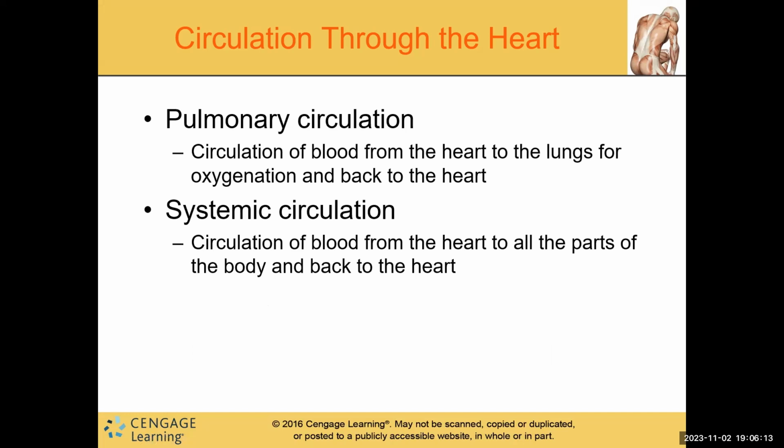Pulmonary circulation. Circulation of blood from the heart to the lungs for oxygenation and back to the heart. So we just talked about that. It leaves the right ventricle, goes through the lungs, gets oxygenated, and now goes back to the heart, to the left atrium. Systemic circulation, circulation of blood from the heart to all parts of the body. So systemic circulation is blood going all throughout our body. Pulmonary circulation is the blood that goes just in our lungs, through our lungs.